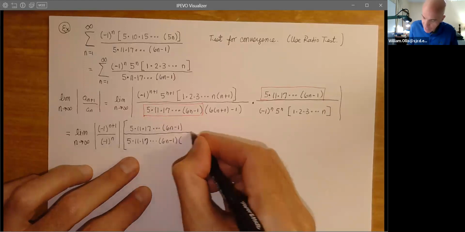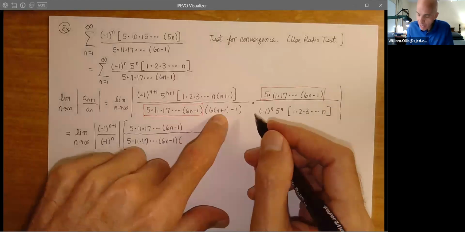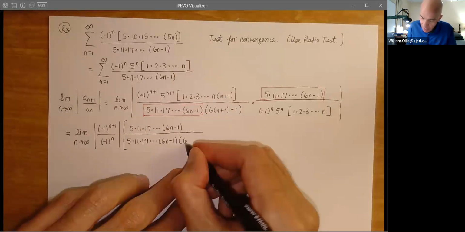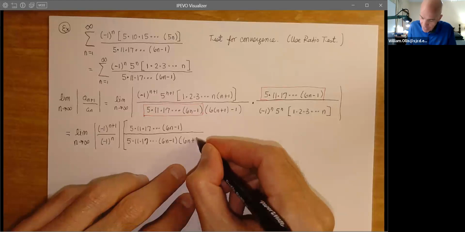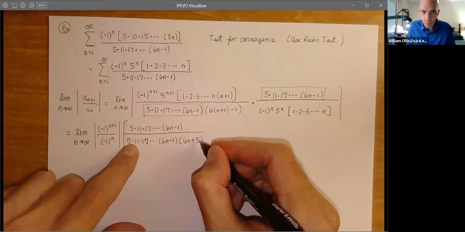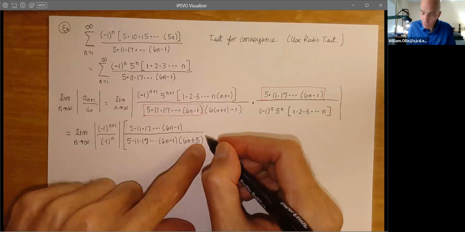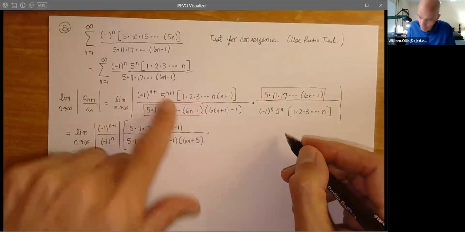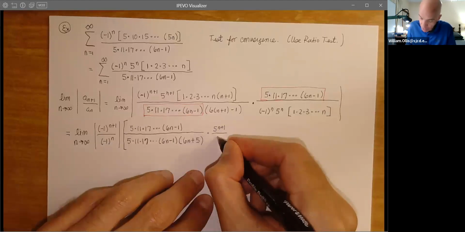And now if we look at this last one, this is going to be a 6 to the n, and here we've got a 6 minus a 1. So this is 6n plus a 5. I mean, that's clear because these all differ by 6, so that's not surprising. Here, 5 minus a negative 1 is 6. And then let's put these guys together. So we have 5n plus 1 over 5 to the n.